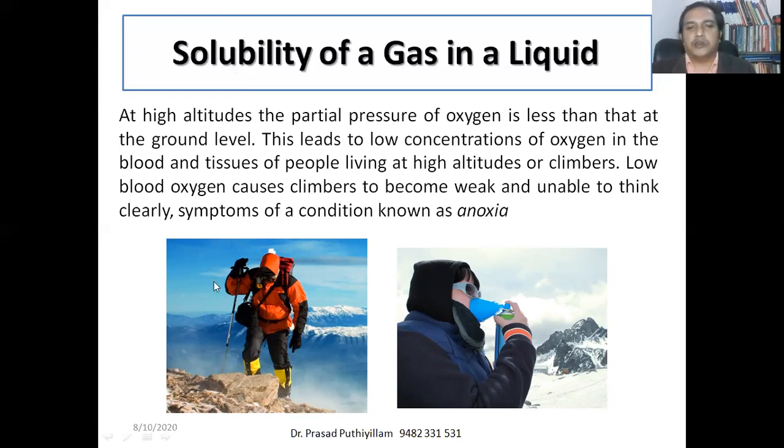Therefore, before going to high altitude, you have to think about what precautionary measures to take. This type of condition, in which the oxygen dissolution capacity is less at high altitude, where we may have to use oxygen externally, supplying or inhaling extra oxygen, is known as anoxia. There are also people who have anoxia, in whom the bloodstream contains less oxygen. If the dissolution of oxygen in the bloodstream is less, such people should not go to high altitude.